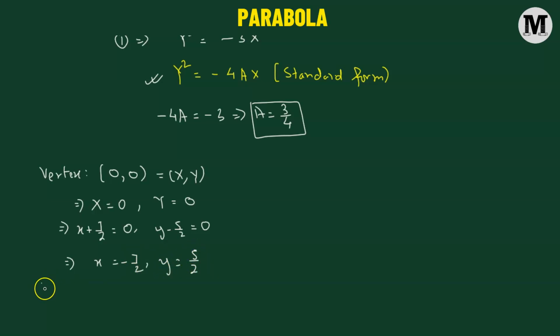So that means the coordinates of the vertex of the parabola are going to be negative 7 over 2, positive 5 over 2. Okay, so we're done with the vertex.